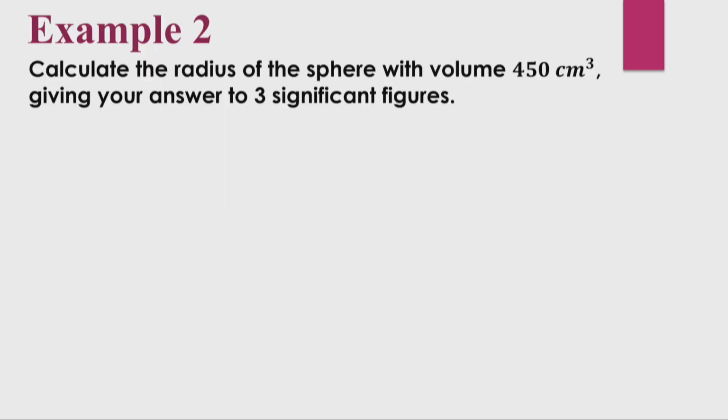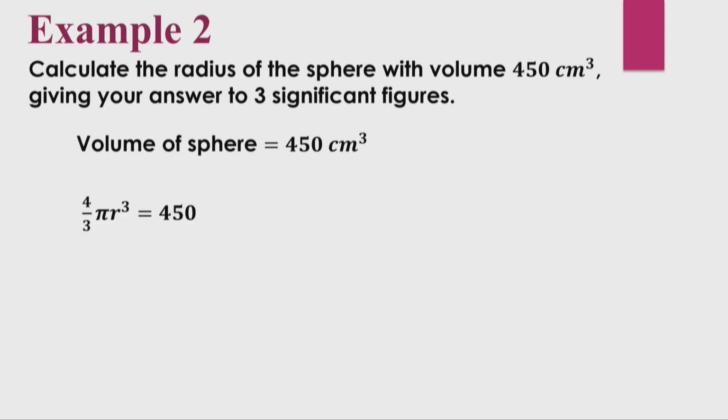Example 2. Calculate the radius of the sphere with volume 450 centimeter cube, giving your answer to three significant figures. Volume of sphere is equal to 450 centimeter cube. Using the formula 4/3 pi r cube is equal to 450. Making r cube the subject of formula, we get 450 over 4/3 pi. Evaluating this, we get r cube is equal to 107.4296.